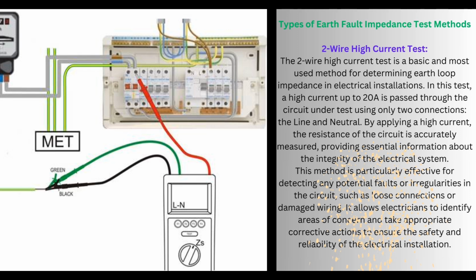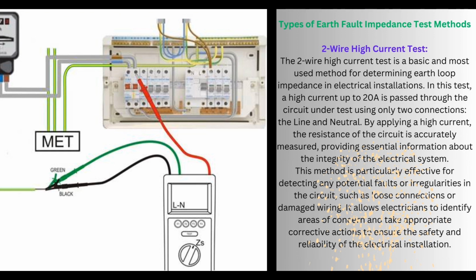The two-wire high current test is a basic and most used method for determining earth loop impedance in electrical installations. In this test, a high current up to 20 A is passed through the circuit under test using only two connections, the line and neutral. By applying a high current, the resistance of the circuit is accurately measured, providing essential information about the integrity of the electrical system.